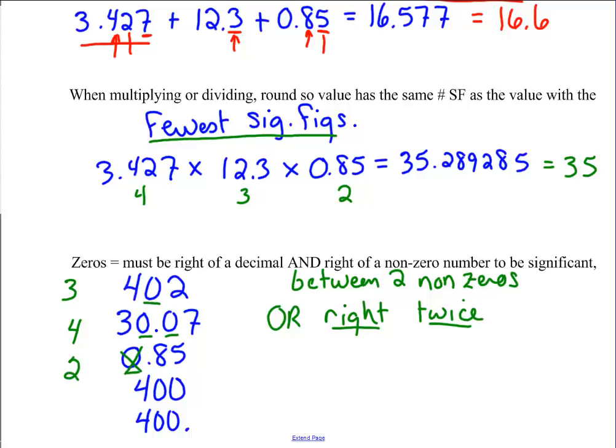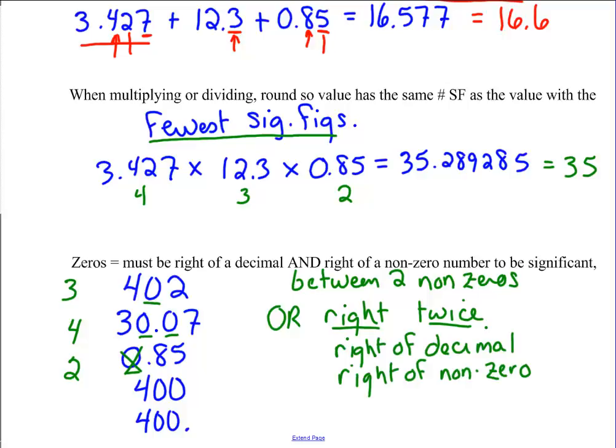So let's go back and clarify. Right twice: right of the decimal, to the right of a non-zero. Let's take a look at our example for 400. These 2 zeros are both to the right of 4, but there's no decimal. So they are in fact just placeholders, and what I could do is write this in scientific notation, which is 4 times 10 to the 2. This tells me there's only one sig fig, and that's the 4.